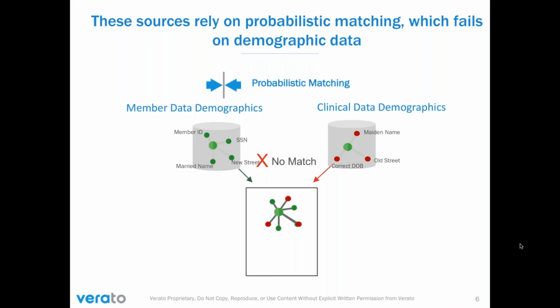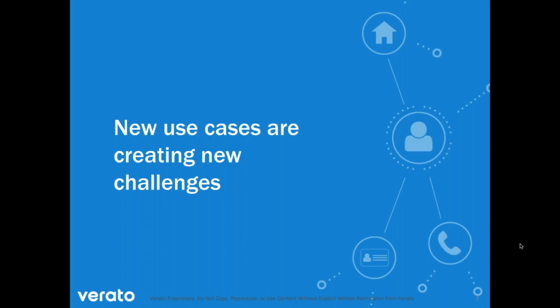There's some data currency issue. One has an old address, old name. There's also some sparseness issue. One has an SSN, one doesn't. One has a date of birth, one doesn't. And so when you try to match them up, you're hitting a limit based on the data that you're working with. Now there's some other challenges about just the use cases that are being seen by payer organizations.